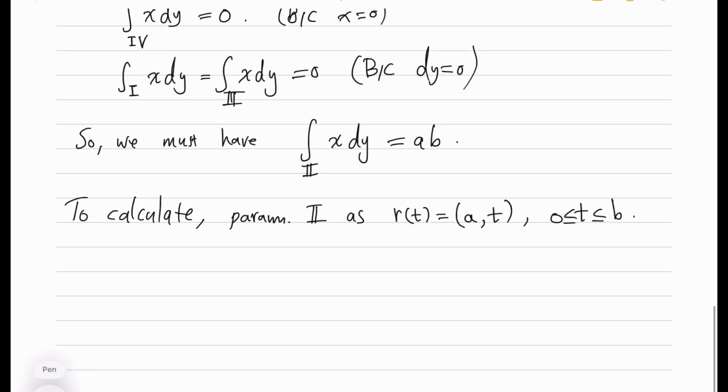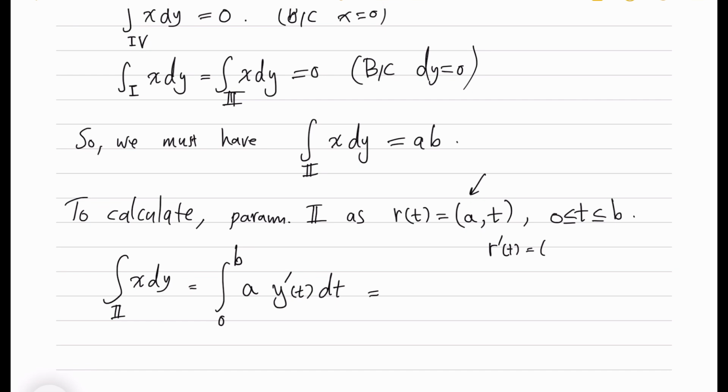So with this parameterization, the integral of x dy over edge number 2 will be, so x quantity at r(t). For every value of t, the x quantity will be just a. And then I do y prime of t dt from 0 to b. But what is y prime? So r prime of t is (0, 1), and y prime equals 1. So this becomes the integral of a from 0 to b. This is a constant value, so that becomes a times b, rather b minus 0, and that's ab. And that's happy or sad depending on if you were rooting for Green's theorem or not.